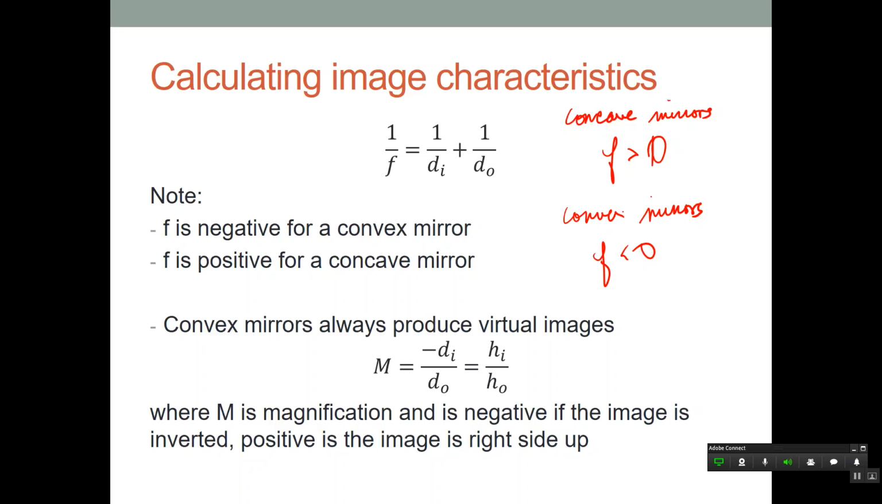I wrote that here, actually. I don't know why I wrote that again. Magnification is equal to the negative of the distance of the image divided by the distance of the object, right? And it's also the same thing as the height of the image divided by the height of the object. Simple as that.